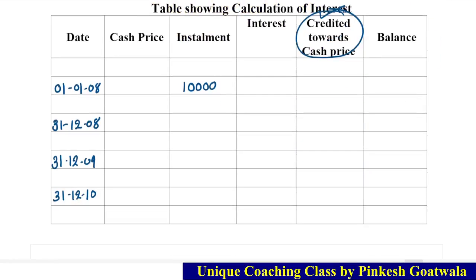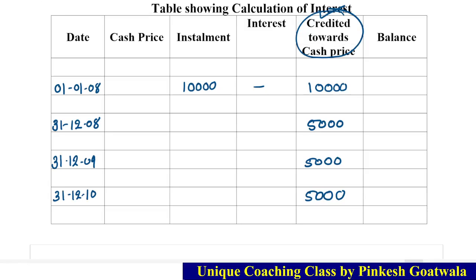In every installment we have got the net payment, credit towards cash price, that is 5,000. Now how to complete the table? So we know that here interest will be dash, so here the amount comes 10,000, right? Now we can't do anything.